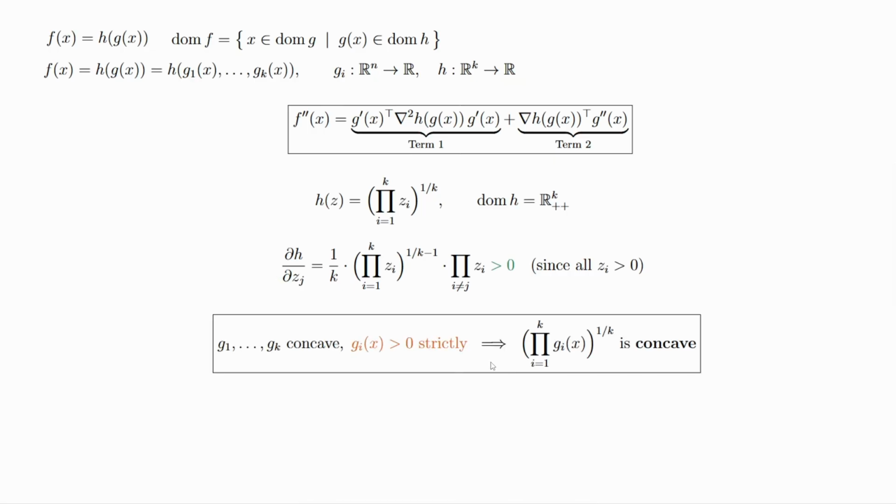So to sum it up, since g is concave in each argument and h is non-decreasing, or in fact strictly increasing for each argument, that means that the function f is concave.